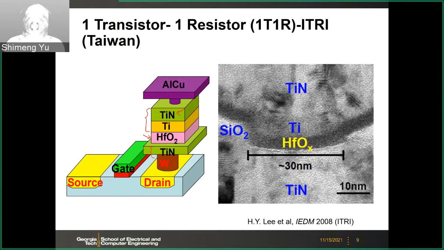And here is the zoomed-in image under the microscope. This is a TEM. Here you see that the diameter of this device is about 30 nanometers, and the thickness of the hafnium oxide is only about 5 nanometers. And here we have a so-called capping layer. This Ti is called the capping layer.